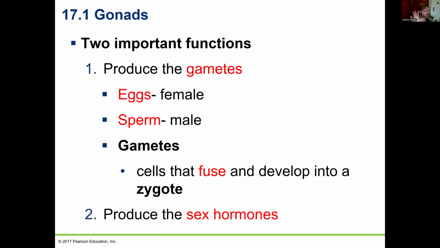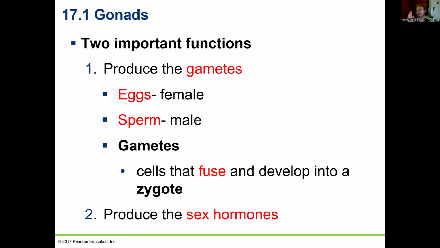So gonads have two important functions. That is the production of gametes, and the production of the sex hormones. So gametes are going to be the basic sex cells. This is going to be eggs and sperm, and it's many, many forms between many, many different species.